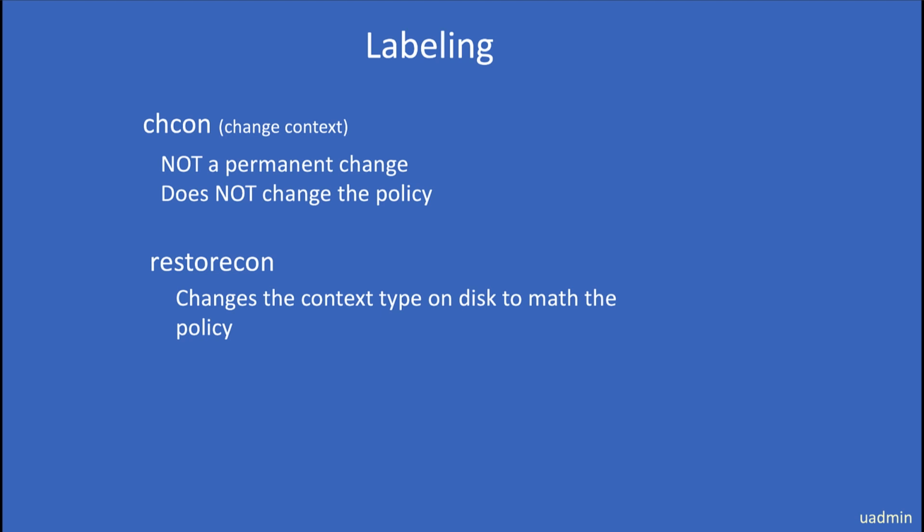Now this is nice, but keep in mind that whenever there is a relabel of any kind, the context as configured in the policy will be the new value of the file's context on disk. So chcon does not change the policy. It only changes the current situation on disk. We can easily test this with restorecon because restorecon uses the policy to lay out the context of files on disk again. So that will generate kind of an overwrite on disk.